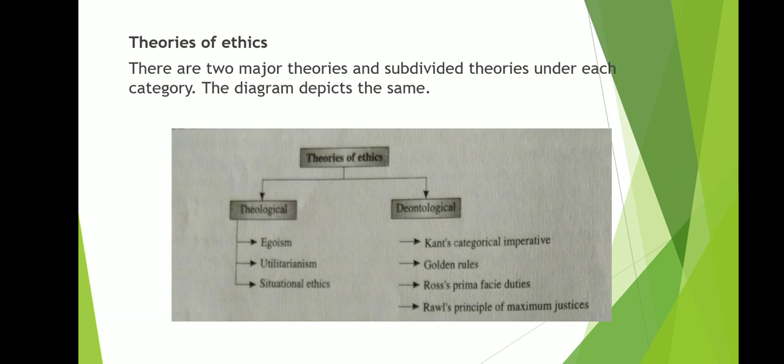So now we can learn about ethical theories. There are two broad categories of ethical theories. They are teleological theories and deontological theories. Under teleological theories, we have egoism, utilitarianism, and situational ethics. On the other hand, under deontological theories, we have Kant's categorical imperative, golden rules, Rawls's prima facie duties, and Rawls' principle of maximum justice. These are the theories which come under teleological and deontological theories.